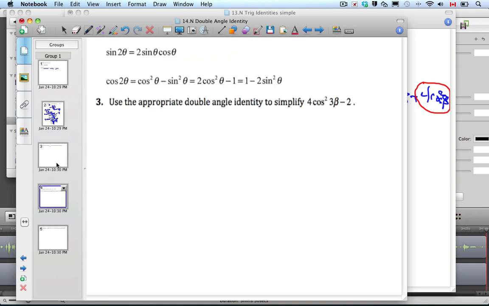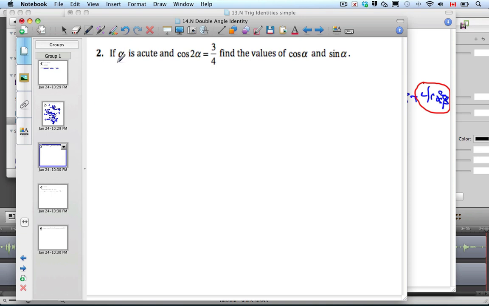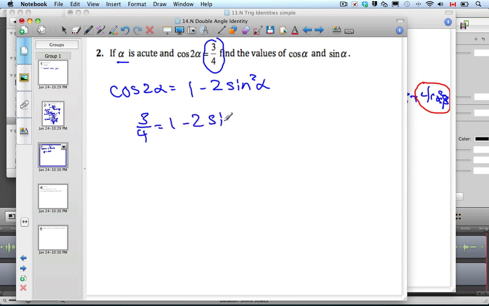Let's do one more problem. Now alpha is acute, and we have cosine 2 alpha equals 3/4. We want to find cos alpha and sine alpha. I know that cosine 2 alpha equals 1 minus 2 sine squared alpha. So let's plug it in and solve for sine: 3/4 equals 1 minus 2 sine squared alpha.